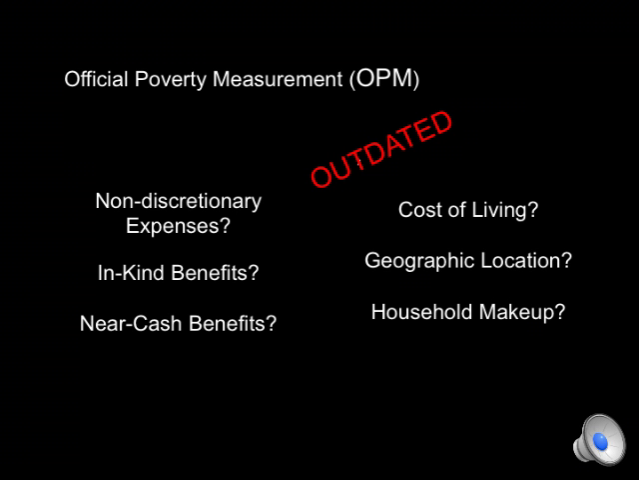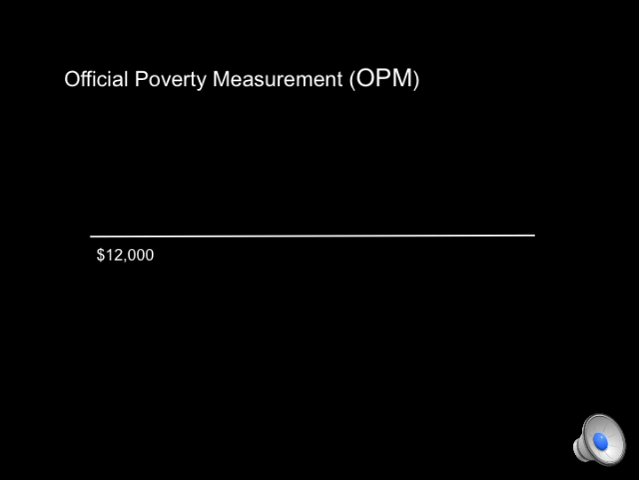Lastly, the OPM does not take into consideration in-kind benefits such as the Supplemental Nutrition Assistance Program, or SNAP, and WIC, which is SNAP for women with infants or children, or near-cash benefits such as Earned Income Tax Credits, or EITC. The reason for this is simply because these benefits did not exist when Orshansky created the threshold. So, what does all this mean?